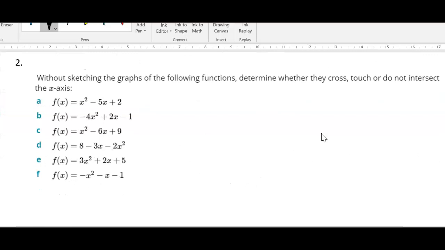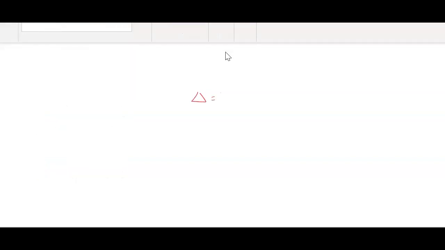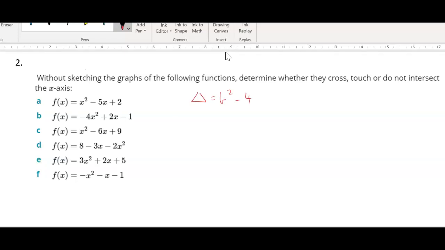Okay, let's move on to question 2 before we have another 45-minute video. In question 2, it's asking, without sketching the graphs of the following functions, determine whether they cross, touch, or do not intersect the x-axis. For this one we're just going to use the determinant, which is b squared minus 4ac. I don't know whether you saw that go blank, but I don't think my computer is liking all the memory I'm using. So I might just do a few of these and then you can get the gist of it.